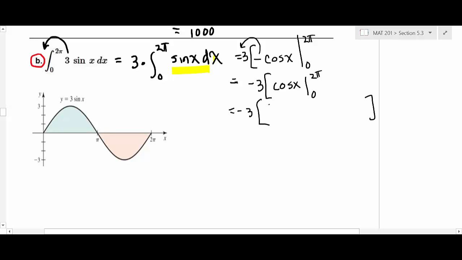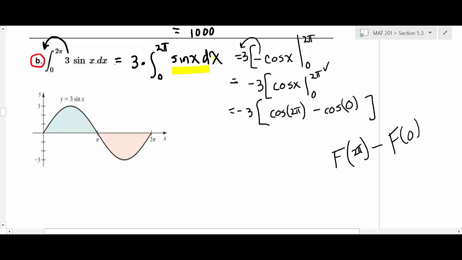Now we do our fundamental theorem. The fundamental theorem says do the antiderivative at the upper limit and then subtract the antiderivative at the lower limit. That's what you do. So you're going to do cosine of 2 pi minus cosine of 0, like that, and then you work out the details. And let's see if we don't in fact get 0. So here's how this works out. So that's negative 3.